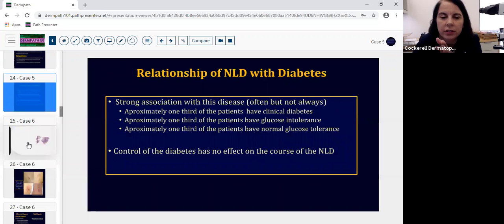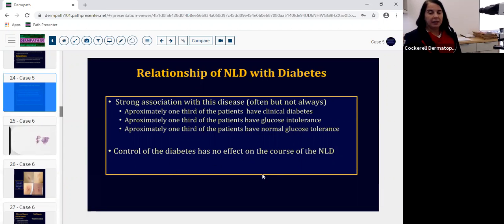Again, there's a strong association with this disease. Approximately a third of the patients have clinical diabetes, and a third of the patients have glucose intolerance. Another third may have normal glucose tolerance. Control of the diabetes has absolutely no effect on the course of NLD.